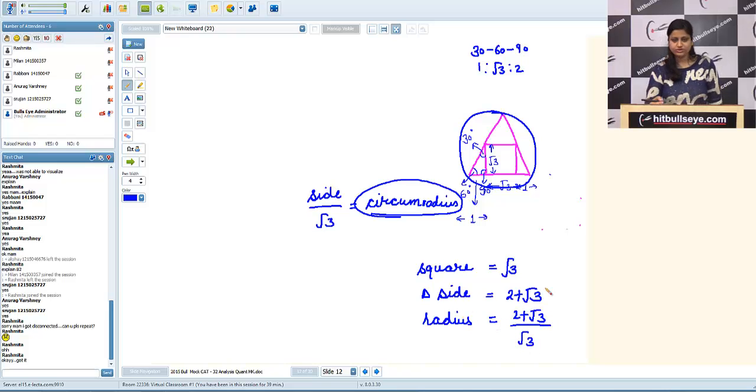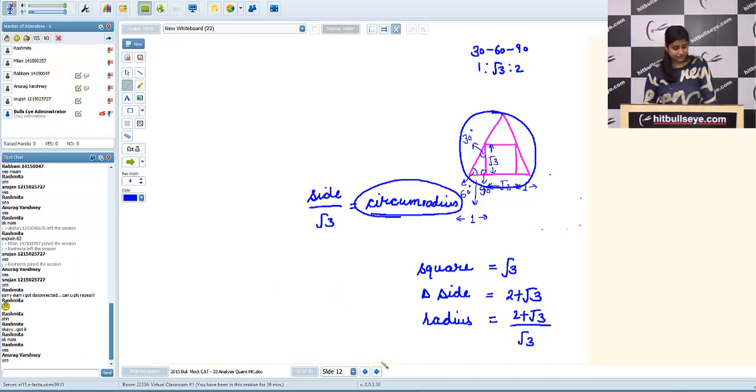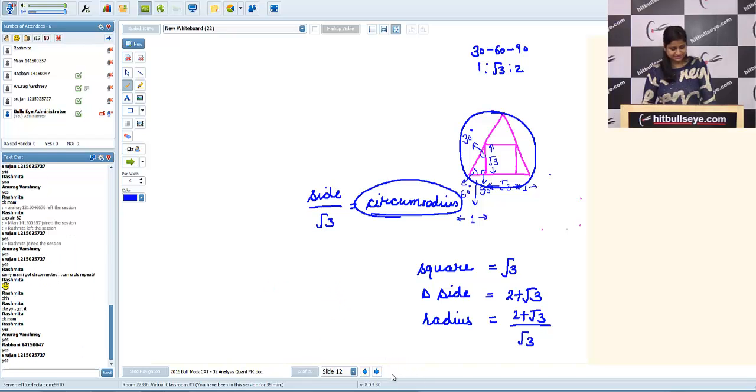Is it okay? Now you can go further by taking more figures. Is it okay, Rashmita? That was your problem and remaining guys, Milan, Rabbani, Anurag and Shujan. Because the main problem was finding the triangle side by taking the square side. Clear? Should I move further? Guys, I'm waiting for your response. Okay, let us move.